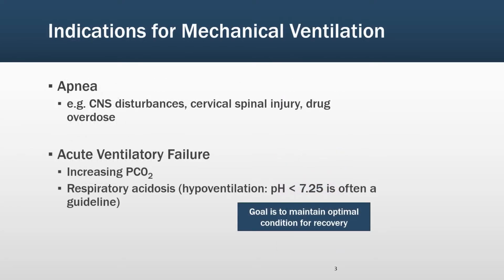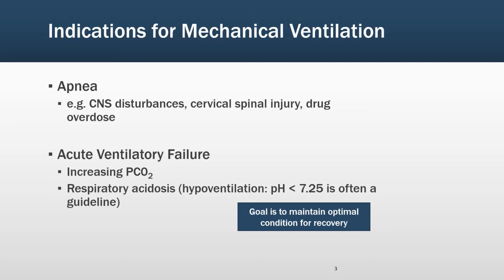Mechanical ventilation is the application of an external apparatus to facilitate gas exchange between the atmosphere and the alveoli. The goals of therapy are dependent on the needs of the patient. Common indications for mechanical ventilation include apnea, so the inability to initiate a breath. This can be due to CNS depression, such as might be seen with a severe head injury or a drug overdose, or it may be related to lack of muscle stimulation, as seen with a high C-spine injury or the use of paralytics.